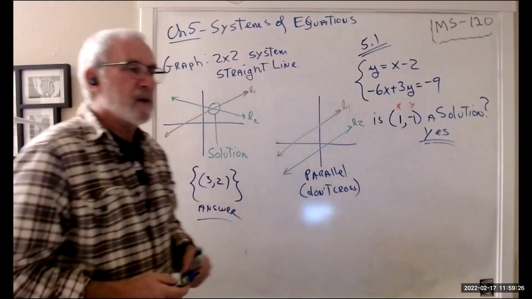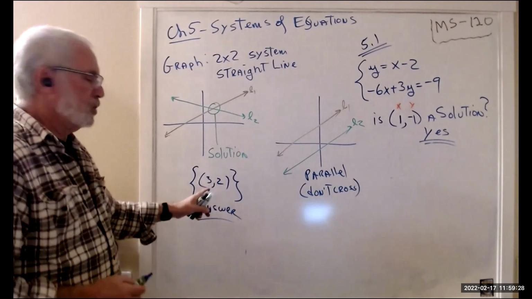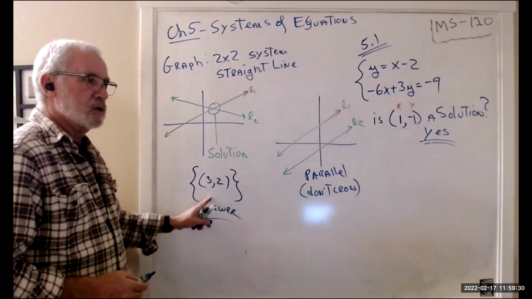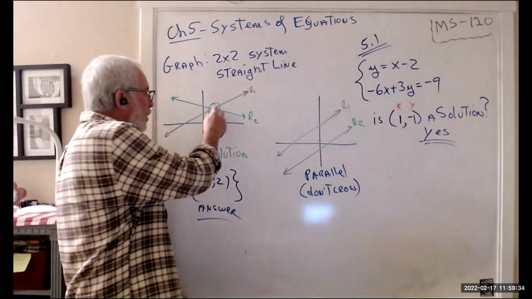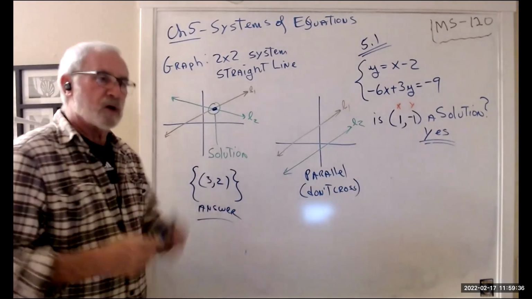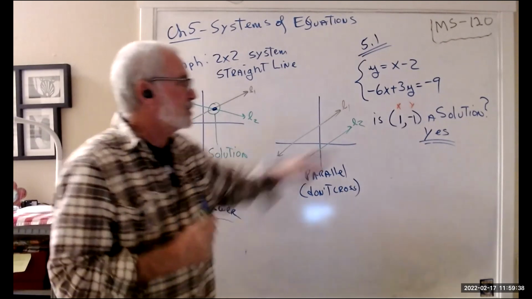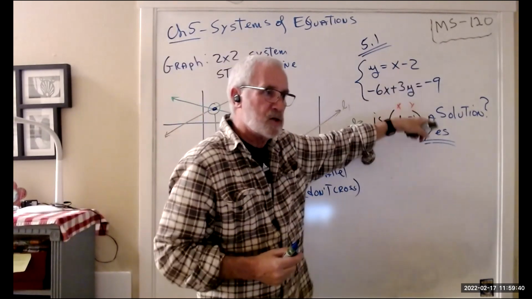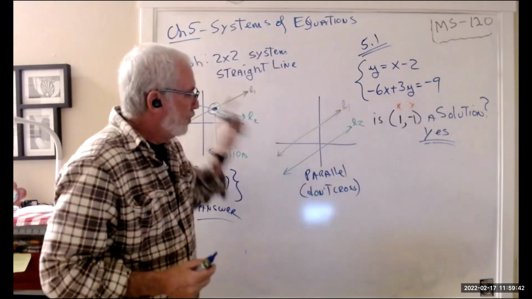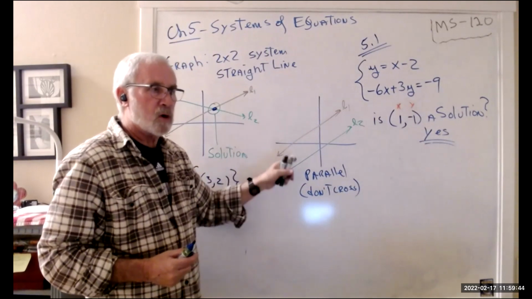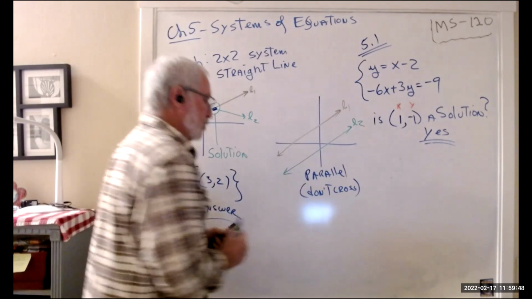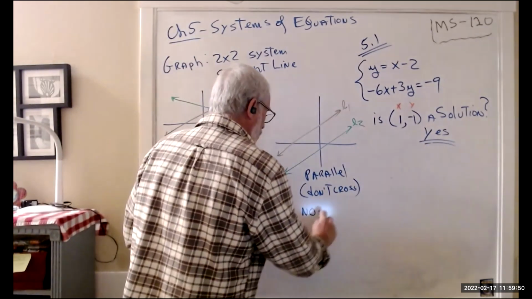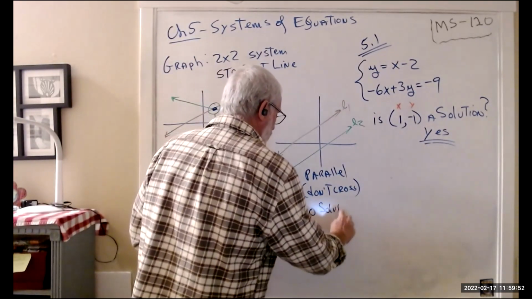Okay, but wait a minute. We want to know where do they cross. That's what we want. That's the whole point. This point right here is what's on both lines at the same time. It's the solution that's in both of these. So this one, they don't cross. There is no solution. Okay, no solution.